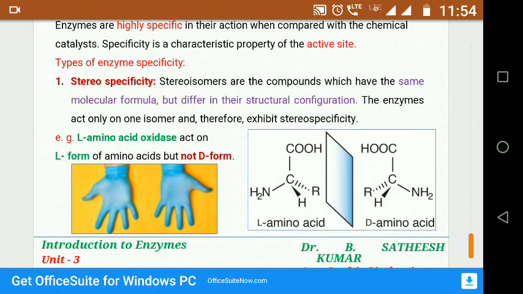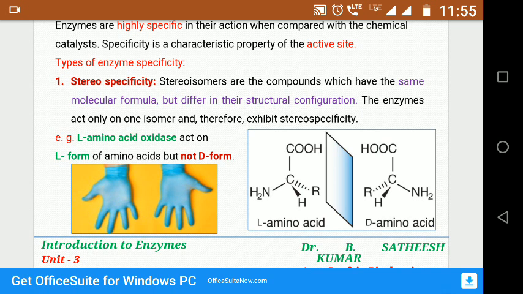we have 3 different types of enzyme specificities. The first one is stereospecificity. Okay, in Telugu, stereospecificity means spatial; stereo means spatial, that is, according to position. We already have some knowledge about stereoisomers. Stereoisomers mean same molecular formula, same molecular weight, everything is the same, but their spatial configuration will be different.